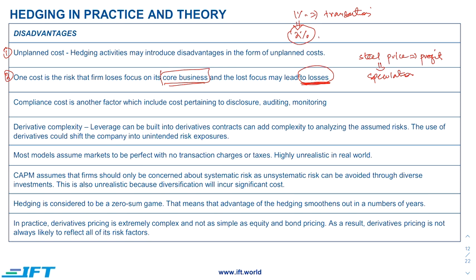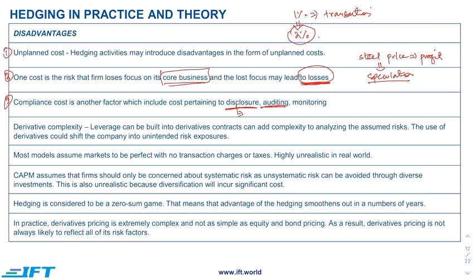And then maybe there are changes in the speculation market as well, and you make losses there as well. So hedging may lead to lack of focus on your cost of business. The next one is that there's a compliance cost involved as well. So you need to disclose your hedging exposure in your financial statements. It has to be presented in a certain way, for which you need a certain trained staff.